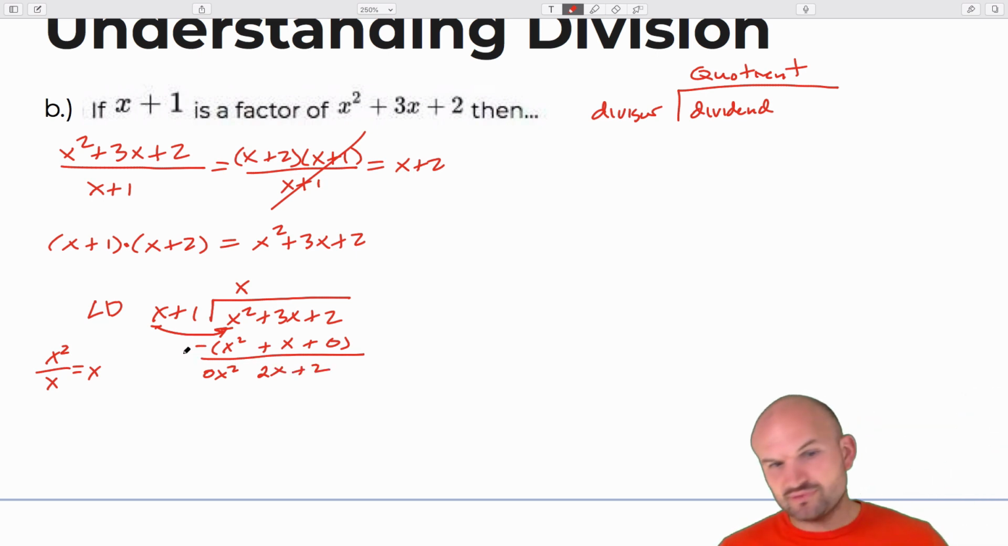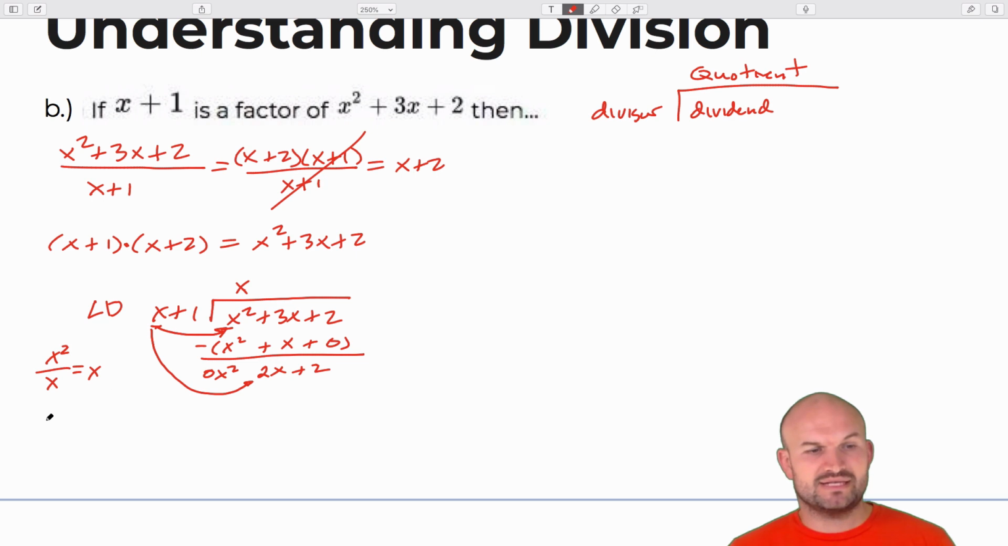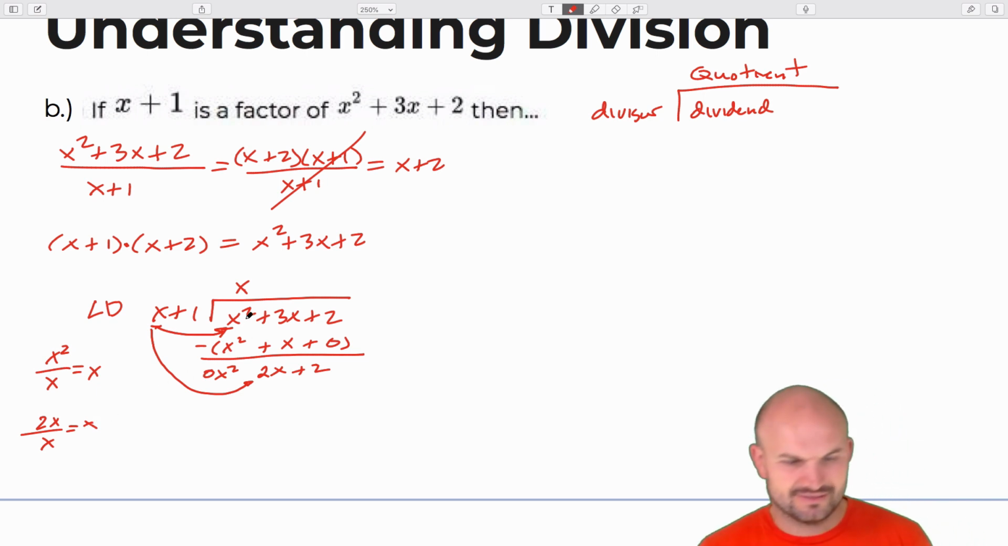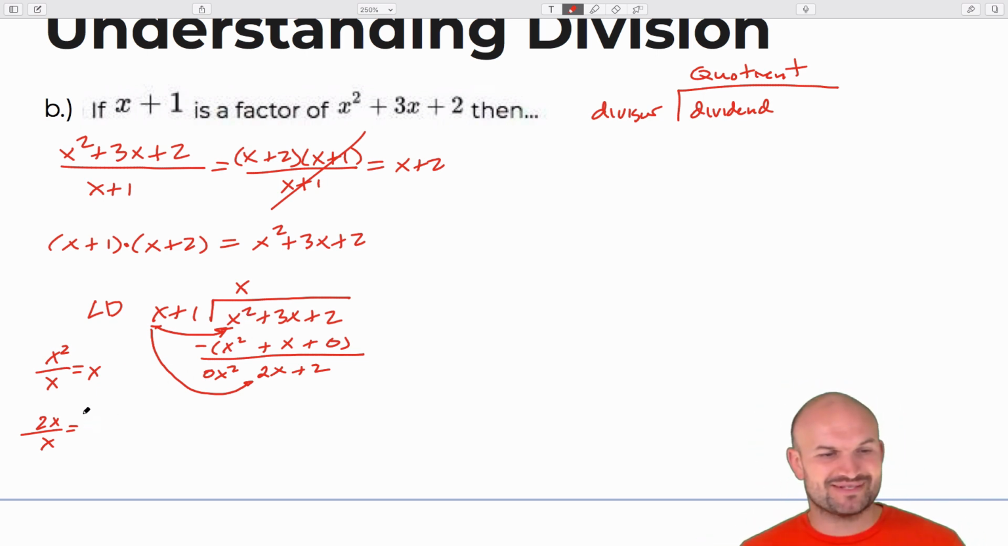So now that we've completed one round, we basically do the exact same thing again. X divides into 2x how many times? Well, I'm sorry, 2 times, not x. Geez, I'm making the same mistakes I tell my students. It goes in there 2 times. And we already know the answer is 2, guys. So it's x plus 2.